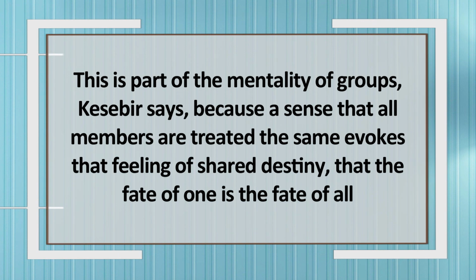This is part of the mentality of groups, Casbier says, because a sense that all members are treated the same evokes that feeling of shared destiny, that the fate of one is the fate of all. This intense interest in fairness makes group members eager to punish anyone they perceive to be cheating. Self-centered as we often are, when we see a conflict between our interests and those of a group which we belong to, we tend to prefer the interests of the group. In fact, most recent studies suggest that working in teams makes participants want to be even more unselfish.